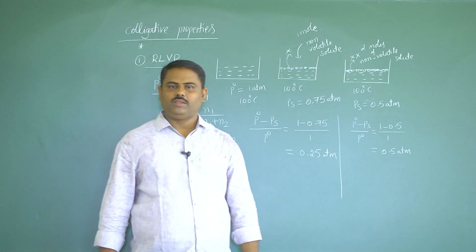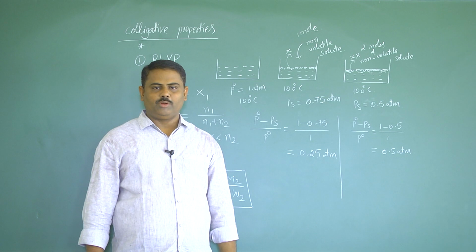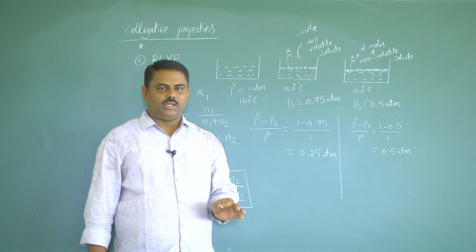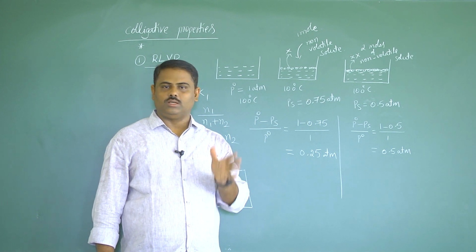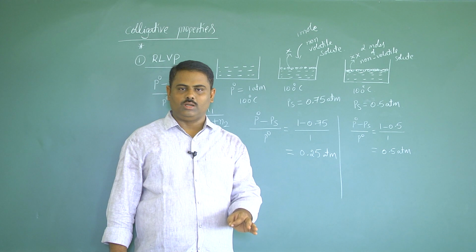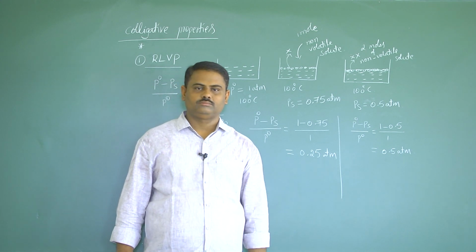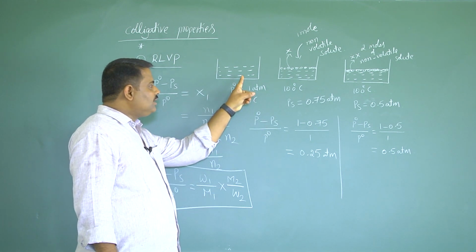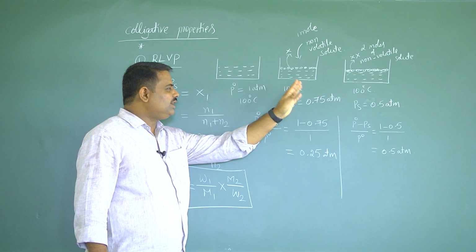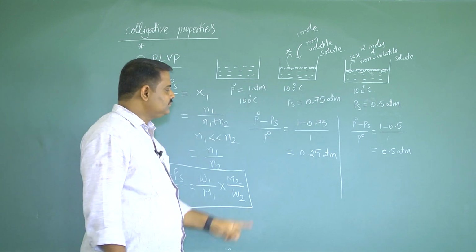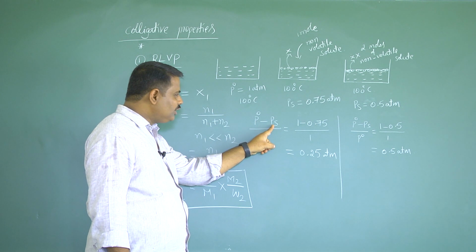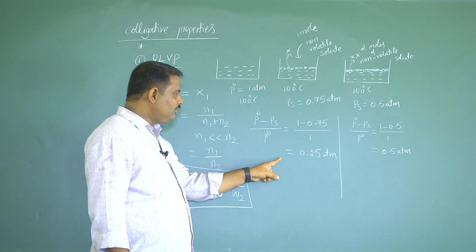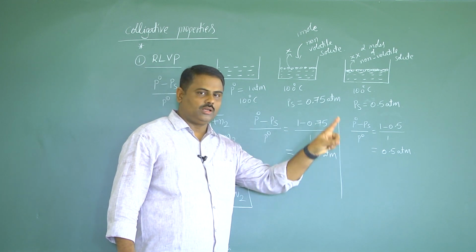The final statement is the relative lowering of vapor pressure is directly proportional to number of particles of solute in the solution. That's why this is called a colligative property. There are 2 things you have to remember. As number of particles of solute increases, vapor pressure of solution decreases, but relative lowering of vapor pressure increases.